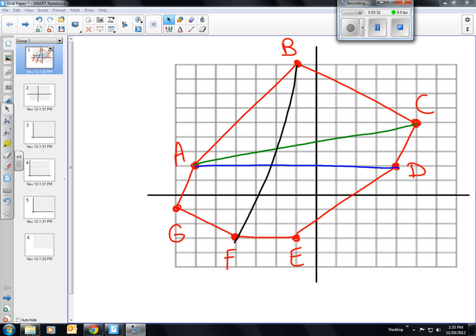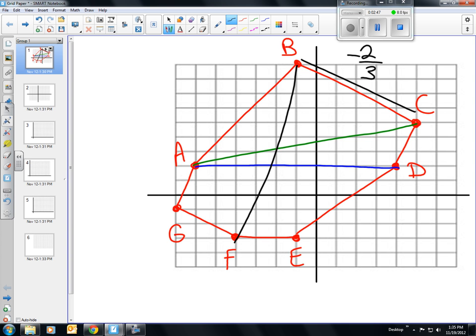Well, to be able to solve this, you need to know which sides of the polygon are parallel or not. So here, we just need to find the slopes of each of the sides of the polygon. Here, the slope between B and C is going to be negative 2/3. The slope between G and F is also going to be negative 2/3. The slope here would be 0.